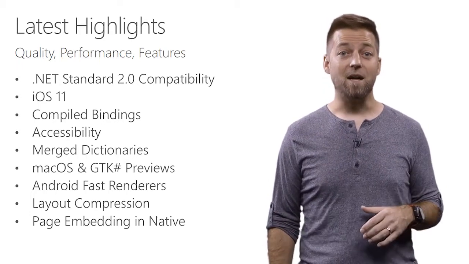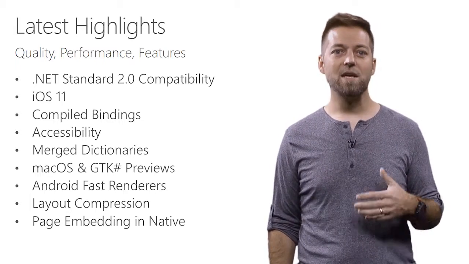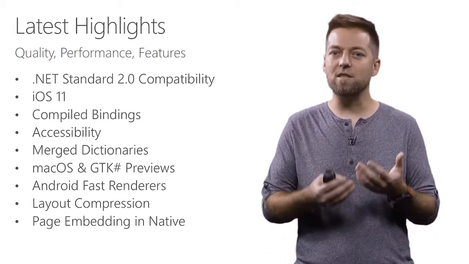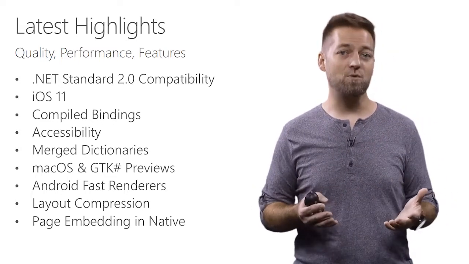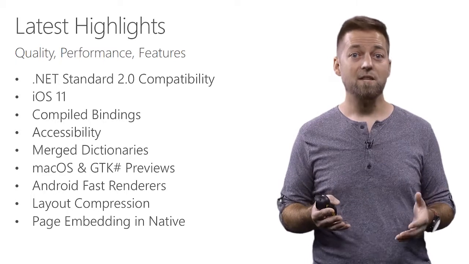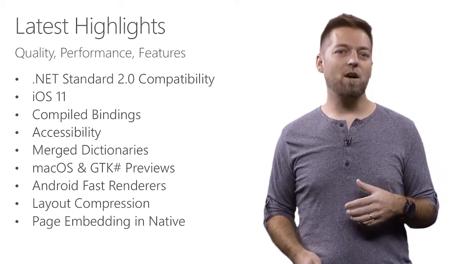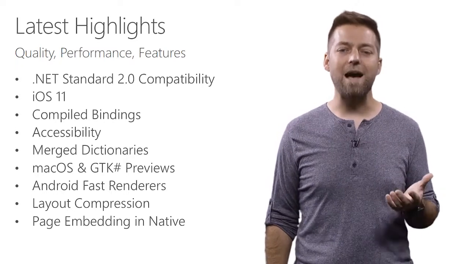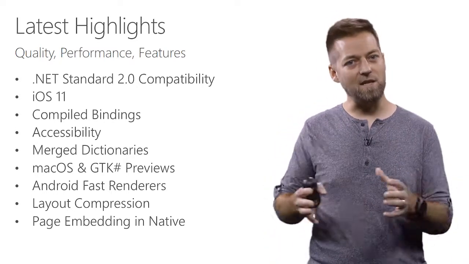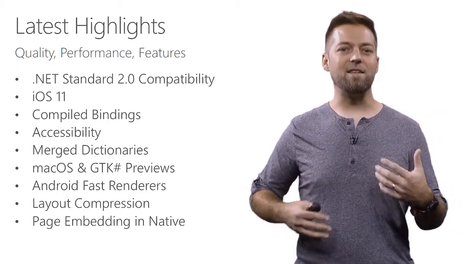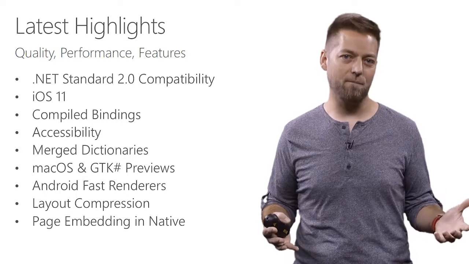Compiled bindings, giving you the performance benefit, the type checking benefit of having that done for you. Accessibility improvements, surfacing those APIs so that you can make your apps more accessible. Merge dictionaries, which was a great community contribution, so you can merge multiple resource dictionaries in your application. And then we also have macOS and GDK previews now available for you to try out. So you can start taking your mobile applications, extending them to the desktop, and then modifying them to be more useful on a desktop application platform.